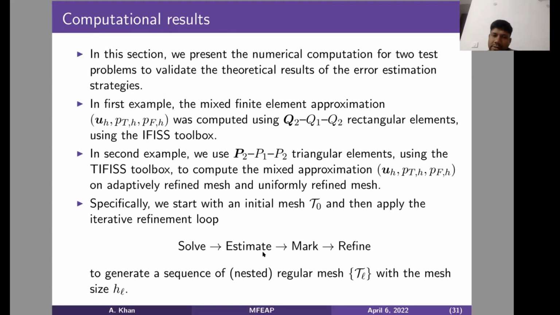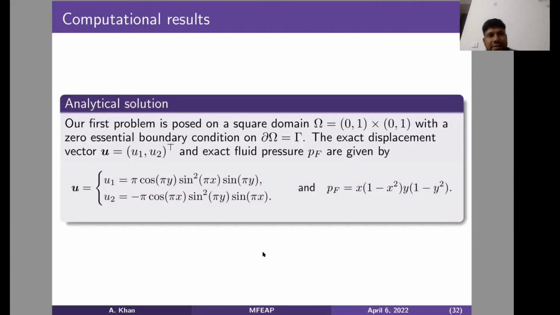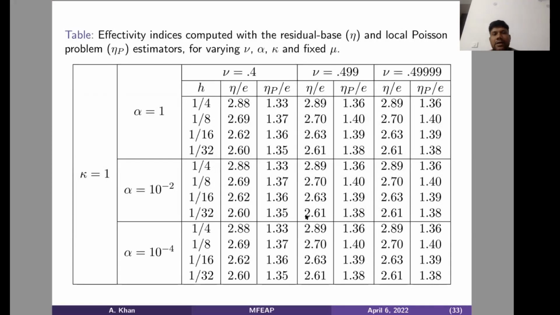We don't need to discuss it again because we already listened to the last talk. So we'll do it in a similar way to generate a regular mesh with mesh size h_l. First we'll discuss the analytical solution to check the efficiency. We'll take a square domain with zero essential boundary condition, and the expressions of u and p_f are defined like this. Here you will see that, as I already mentioned, there are a lot of parameters. So we are choosing three choices of Poisson ratio: 0.4, 0.499, and 0.49999.